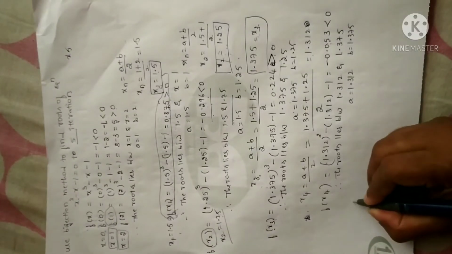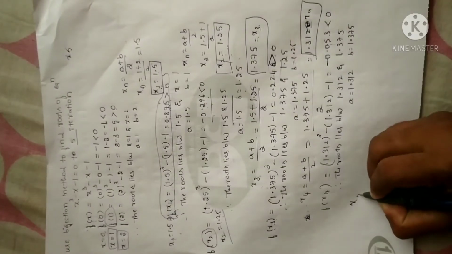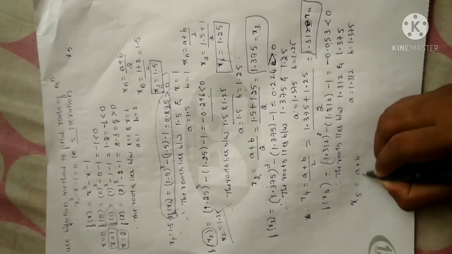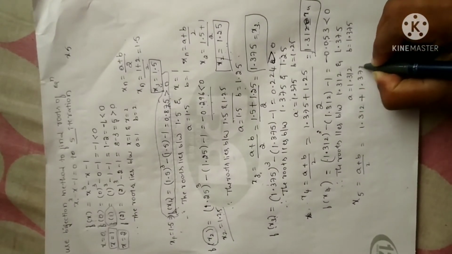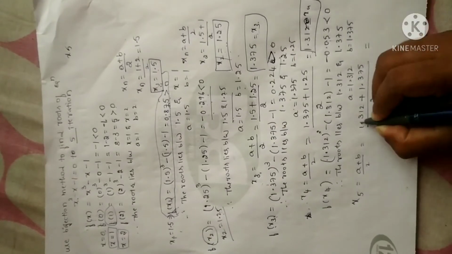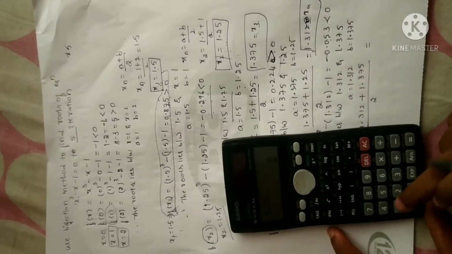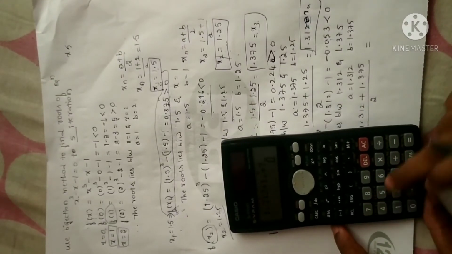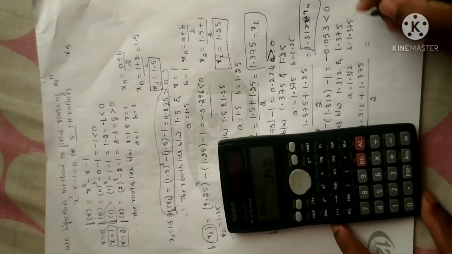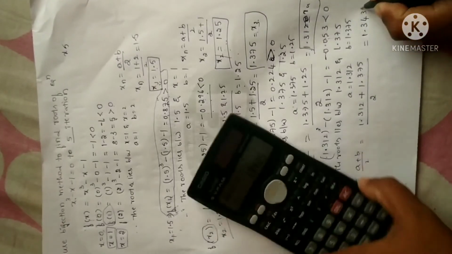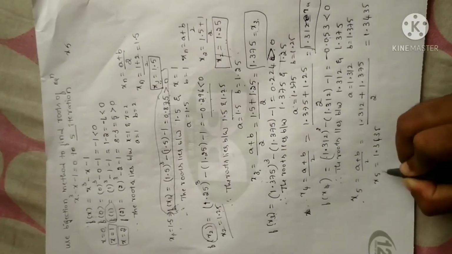Now take this value as a and this value as b, 1.375. Fine. I have already done the x4 value. So calculate the value of x5, given by (a plus b) by 2. a is 1.312 plus b is 1.375 divided by 2. So let me do this. 1.312 plus 1.375 divided by 2 is 1.3435. So x5 value is 1.3435. Further no need to continue.